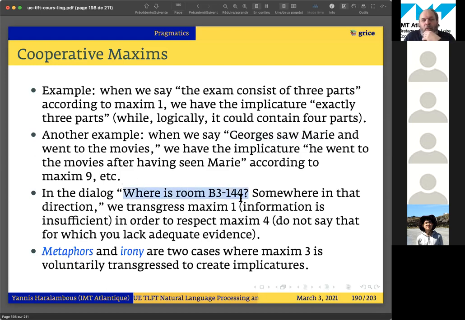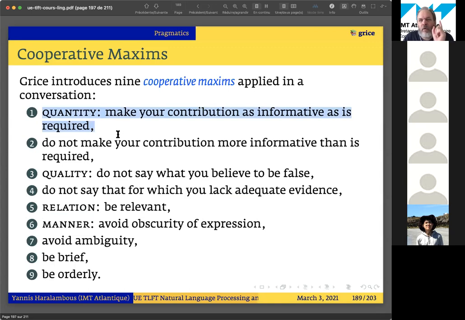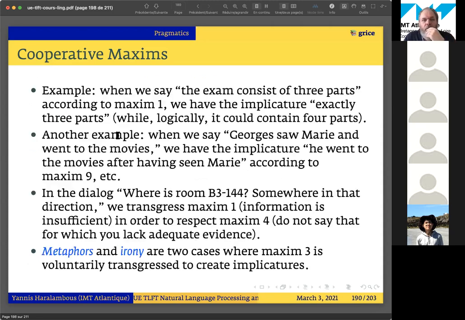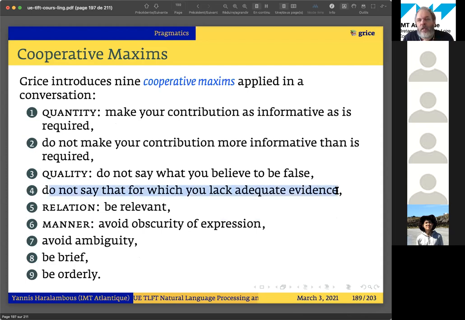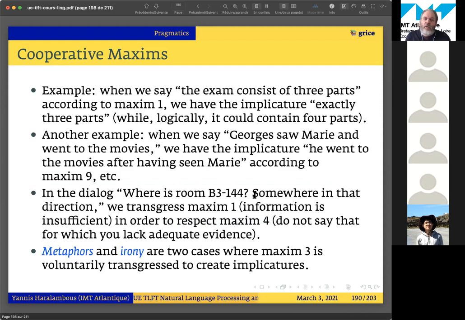When somebody asks me, where is room B3-144? And I reply, somewhere in that direction, showing with my hand a given direction. Then I transgress maxim 1 because I don't give all the information needed. Just giving the direction is not sufficient to find a room. But obviously I don't know. But I do respect maxim 4, so I don't say something for which I don't have evidence. So I'm giving more importance to maxim number 4 than to maxim number 1. And this is a negotiation between me and the person who asked the question.